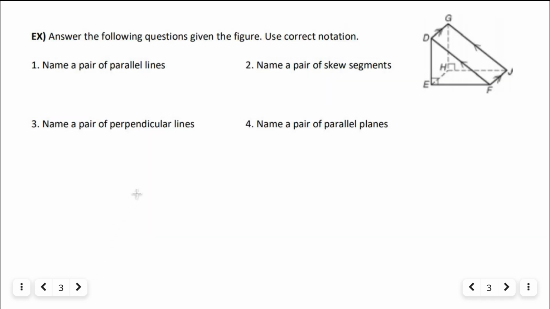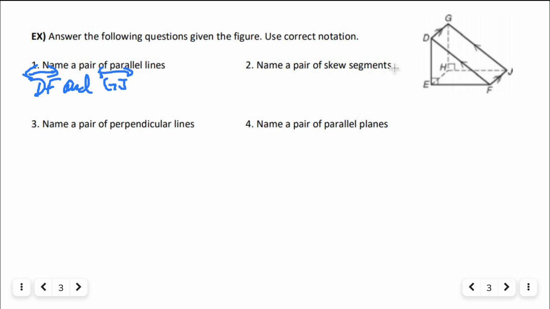Okay, now let's take a look. We're going to name a pair of parallel lines on this picture here. So parallel lines. Okay, well, look, here's some markings here. This line is marked with this line. They're both marked with that one single arrow there. So these are on the same plane and they don't intersect. So let's call this DF and GJ. They are two parallel lines.